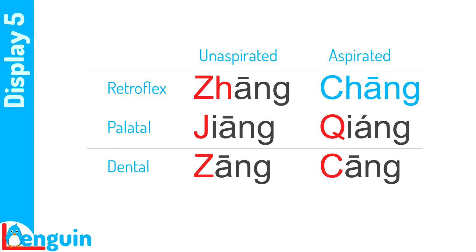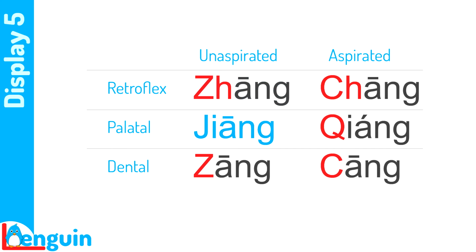Zhang, Chang, Jiang, Qiang, Zhang, Cang. The difference in each pair is the difference we've just been working on, aspiration. The differences down the columns, however, are new. Listen to the speaker read down the left column and then down the right column.